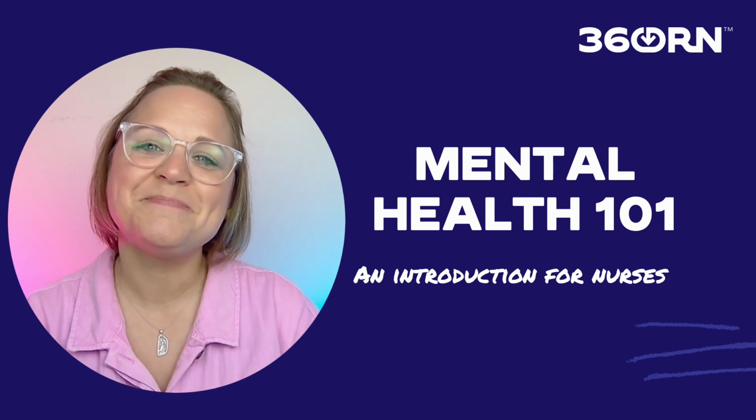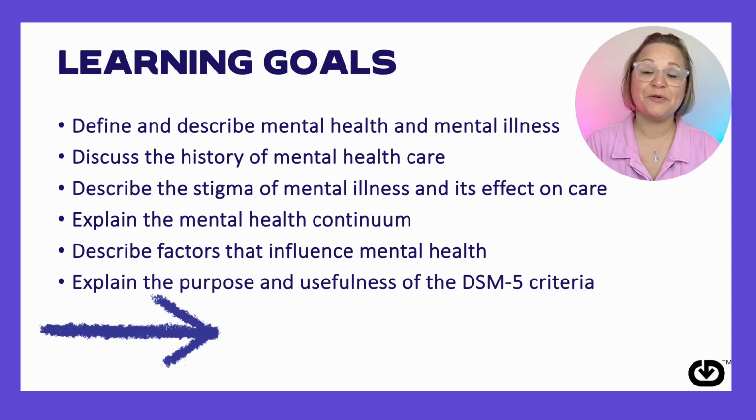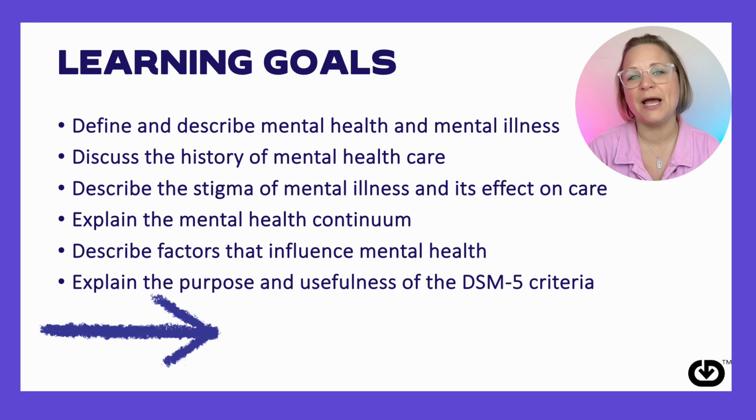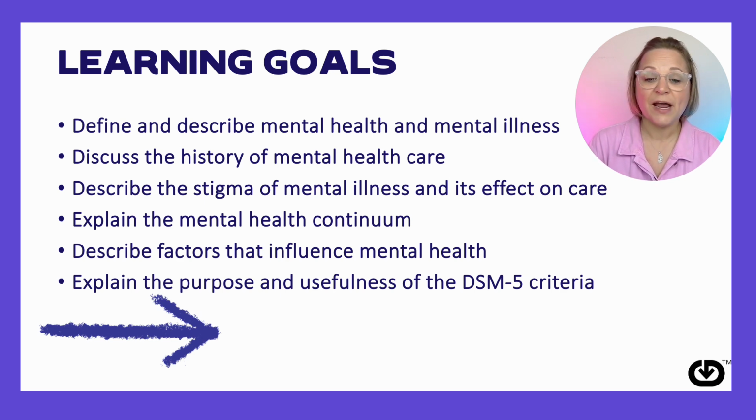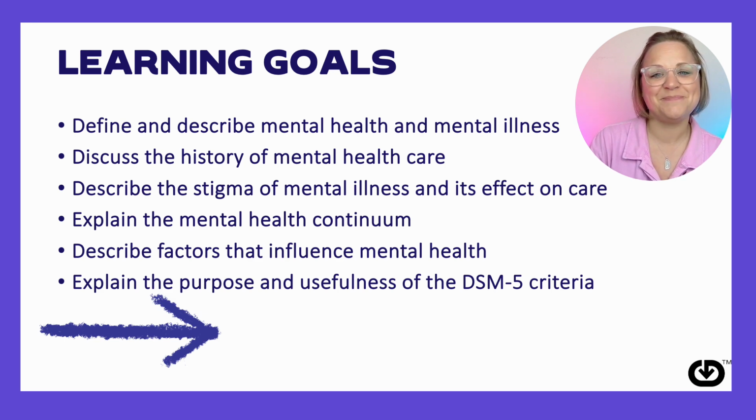Now, in this lesson, we have 6 objectives. We're going to define and describe mental health and mental illness. We're going to discuss the history of mental health care. We're going to describe the stigma behind mental illness and the effect that that still has today on care. We're going to talk about the mental health continuum, describe factors that influence mental health, and then finally explain the purpose and usefulness of the DSM-5 criteria. So let's get into it.